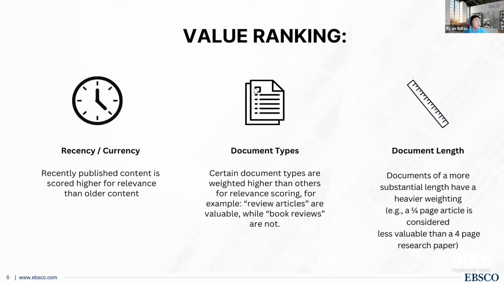Aside from that, we also have the publication type, where certain document types are weighted heavier than the others. For example, articles versus book reviews. And finally, you have the document length, where articles of a more substantial length will have a heavier weight. For example, a quarter-page article is considered less valuable than a 4-page research paper. So that's how the value ranking works.